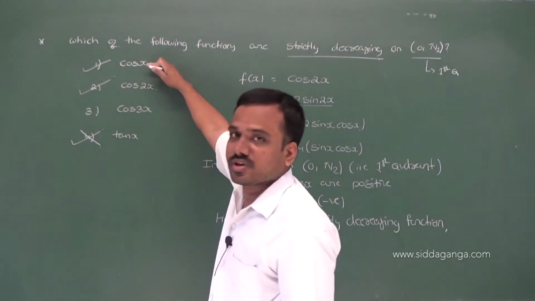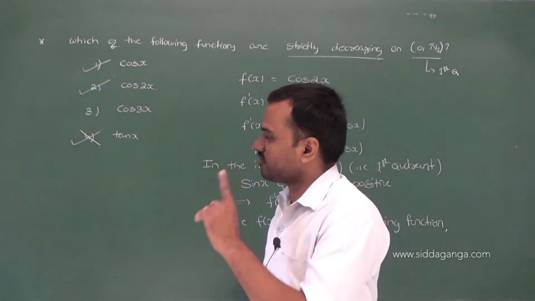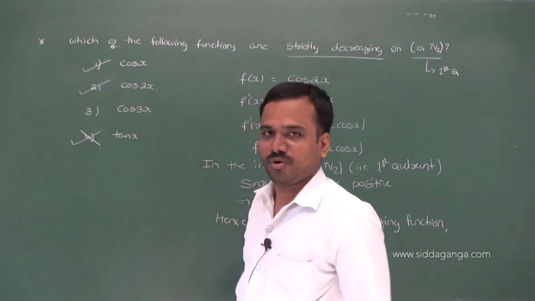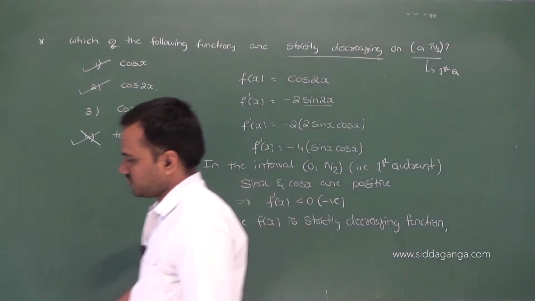First one is correct, second one is correct, fourth one is wrong. We left only the third problem. Third problem is cos 3x. We will check this one also with the same method.